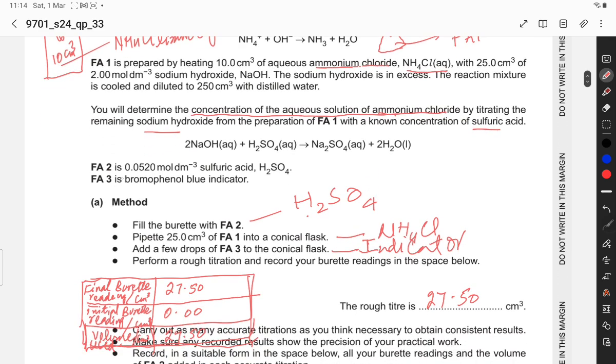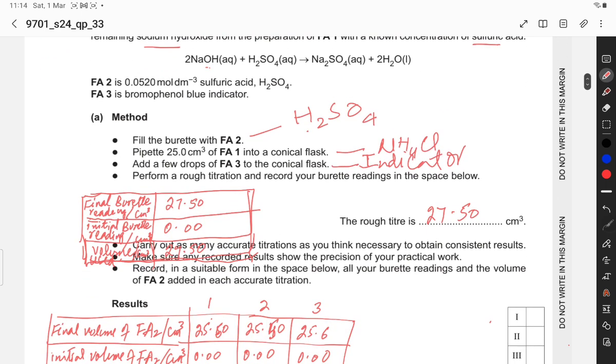So Fa2 is 0.0520 mol per dm³ sulfuric acid. Fa3 is bromophenol blue indicator. So sodium hydroxide reacts with sulfuric acid to form sodium sulfate and water. Now Fa2 is the solution of sulfuric acid, Fa1 is of ammonium chloride, and add a few drops of Fa3 to the conical flask.